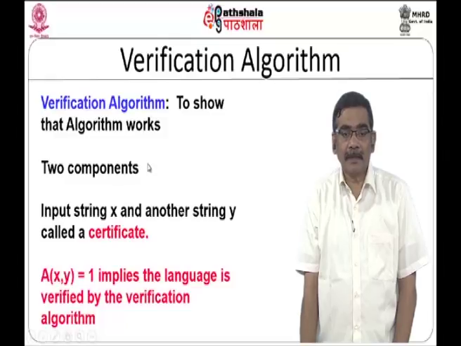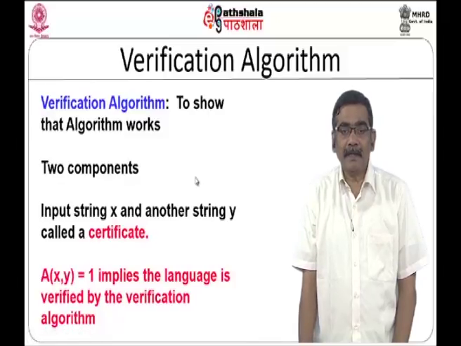A verification algorithm has two components. One is the input string x and another is the string y that we call the certificate. What is a certificate? For example, in primality testing, a prime number is a number that is divisible only by itself and 1.